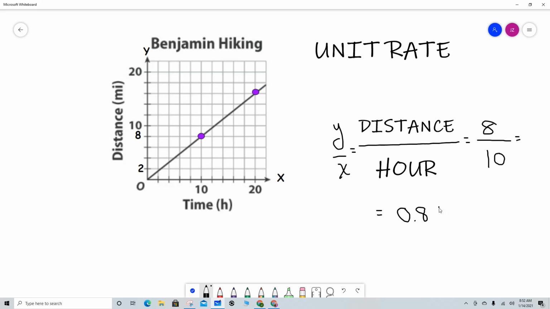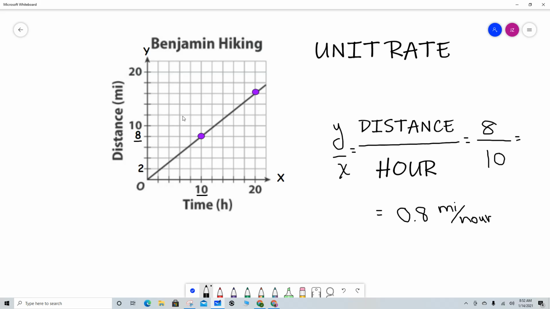The distance was in miles per hour. So this tells us that he was almost traversing 1 mile per hour, but not exactly 1 mile because he only was able to do 8 tenths of a mile per hour. So that's basically all you have to do. All you have to do is take the number on the y and then divide it by the number on your x. So we had divided 8 by 10.